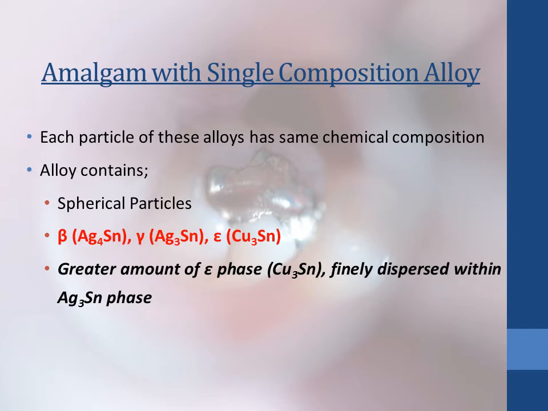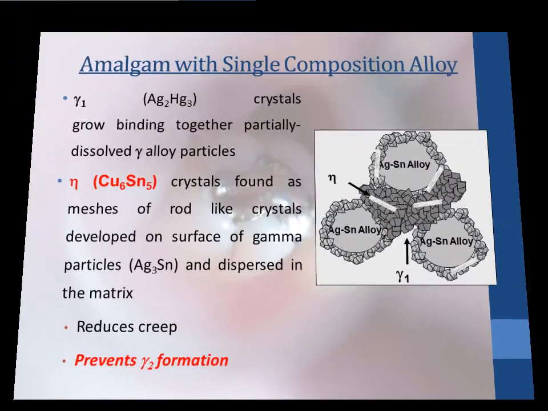Now let's look at the chemical or the setting reaction of the single composition alloy. In the single composition alloy, as the name suggests, it is just containing spherical particles which have the same chemical composition, and basically three phases are present: the beta, which is Ag4Sn, gamma, which is Ag3Sn, and epsilon, which is Cu3Sn. So the greater amount of epsilon is finally dispersed within the Ag3Sn phase. Copper content in single composition ranges between 13 to 30% by weight.